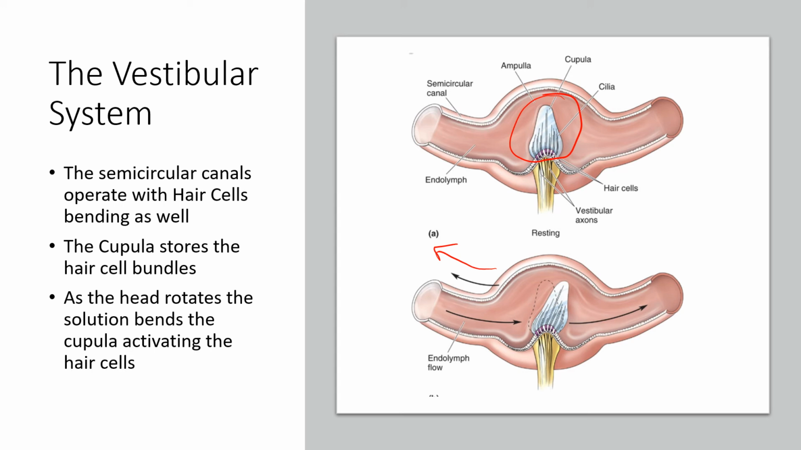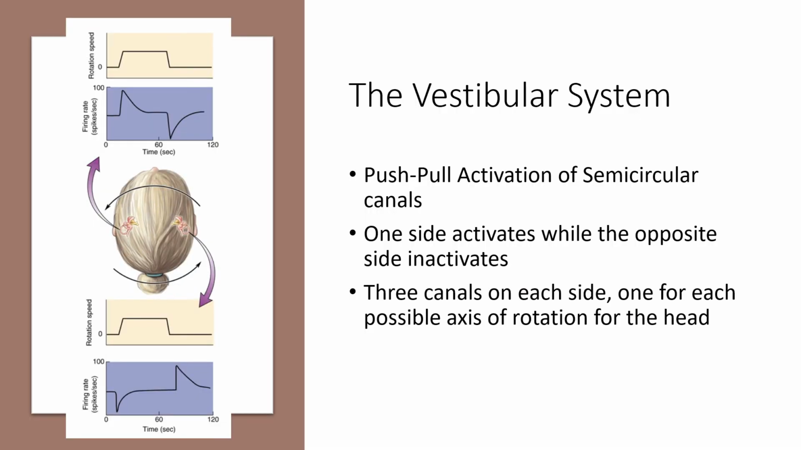And since the head is moving, the fluid's staying still, the cupula gets bent. Those hair cells, the tip links again, open up the channels in the hair cells. And now you get activity levels, and it tells you, hey, your head is moving to the left. Your head is rotating in that direction. You have three of them because, again, we have the XYZ axis that we're taking care of. But that's the basic idea there. You're basically just using the resistance of the fluid inside that cupula to determine if the head is moving or not. So it's kind of a push-pull activation. One side's going to get activated, one side's going to get inactivated by the rotation because you're going in opposite directions, right?